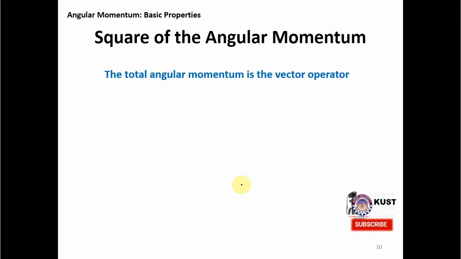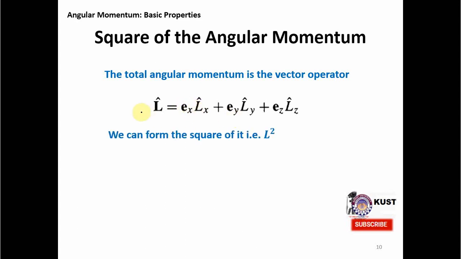So let's construct this. The total angular momentum is a vector operator, as we know that angular momentum is a vector, so in Cartesian coordinates it has three components, that is Lx, Ly and Lz, where ex, ey and ez are just the unit vectors. Remember, these are the unit vectors. In convention we would write i, j and k, but here we have written ex, ey and ez. We can now form the square of the angular momentum, that is L squared, and L squared would be equal to Lx squared plus Ly squared plus Lz squared.